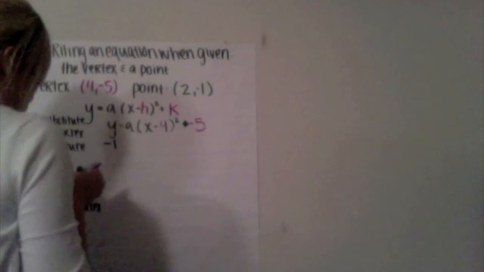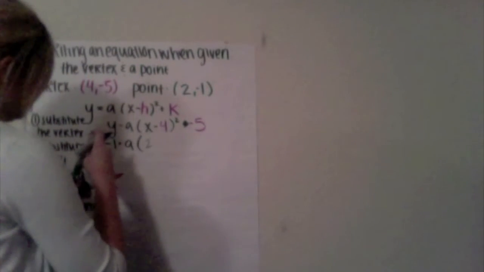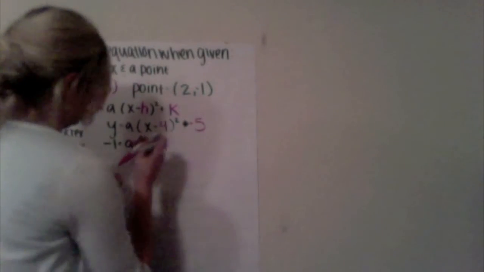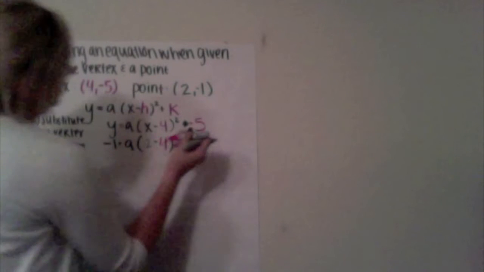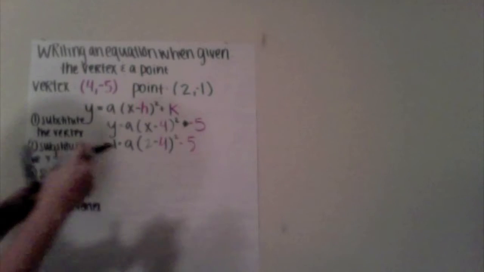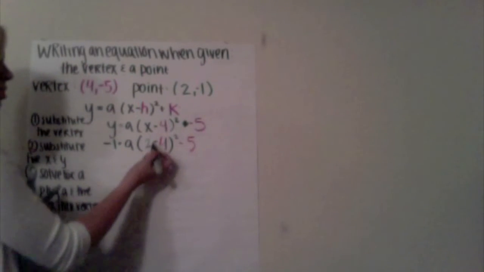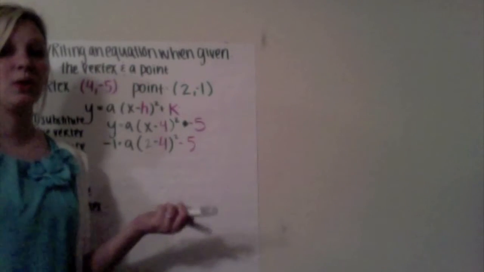equals a times our x here is 2 minus the 4 that was the h value, all that quantity squared, and then plus negative 5, which is minus 5. So now we have an equation, negative 1 equals a times (2 minus 4) squared minus 5. And we know that we need to solve for that a so that we can plug it into our original equation and write the equation.